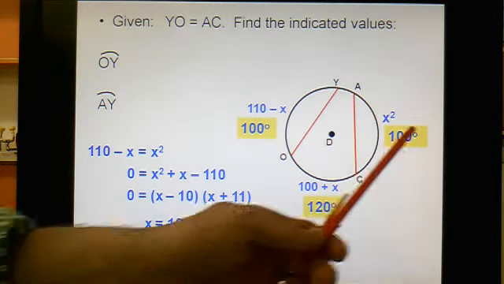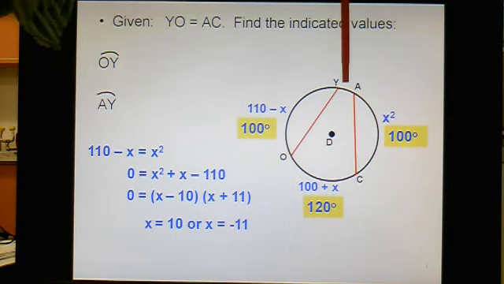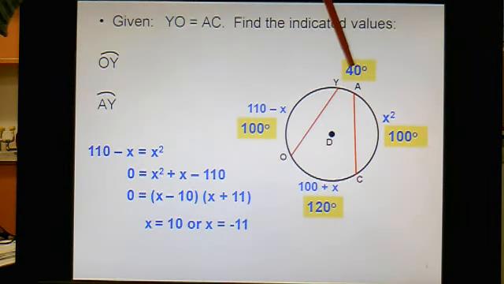These three together, 100 plus 100 plus 110, you get 310, which would leave 50 degrees for the top one. Let's see if I did that right. Because I'm off by 10 here, this should really be 50. Scribble that out.